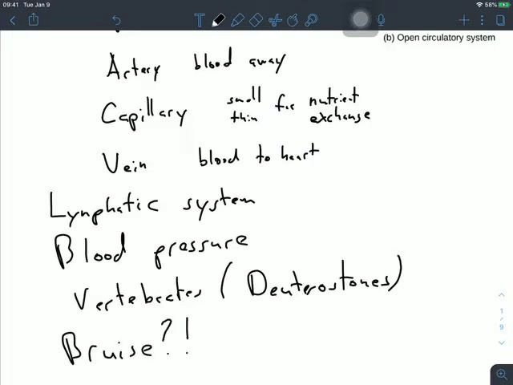A bruise is actually blood that has left the closed circulatory system. So there's been some sort of rupture in a artery, a vein more likely, not an artery. So veins can pop more frequently, and the blood will flow out to the surrounding muscle.